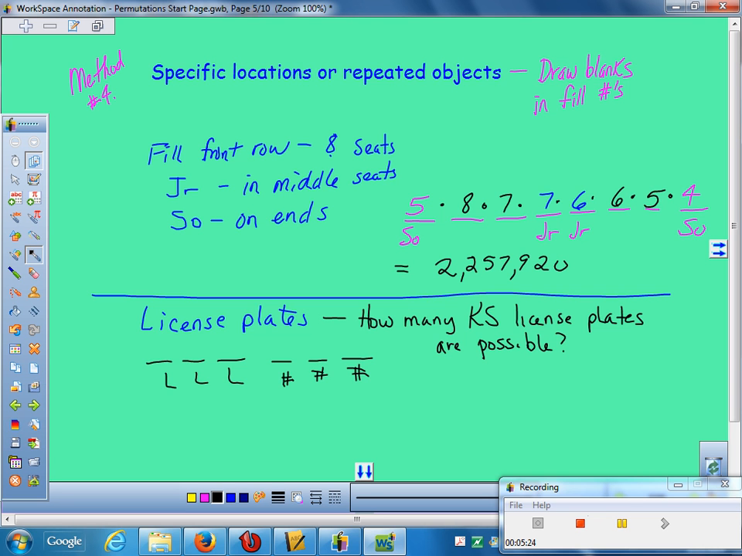Okay. So I know I have to have letters in one spot, numbers in another. That's why I had to do a drawing blank. I can't just do a straight factorial. How many letters are there that I could have? There are 26 letters in the alphabet. Okay, so how many are there for the next blank? Why did she say 26 again? Yeah, can't you repeat a letter? So, yeah, it stays 26 this time. Okay. So there are 26 letters each time.